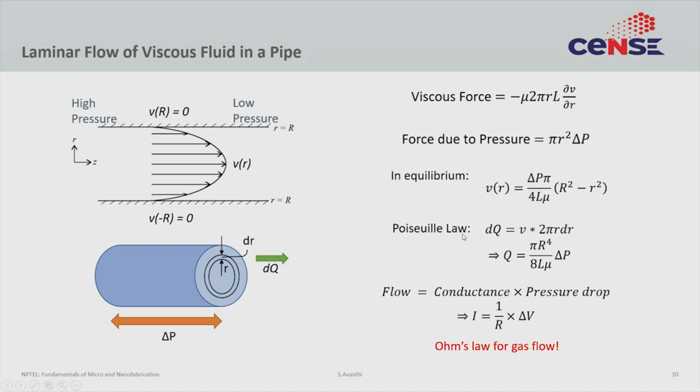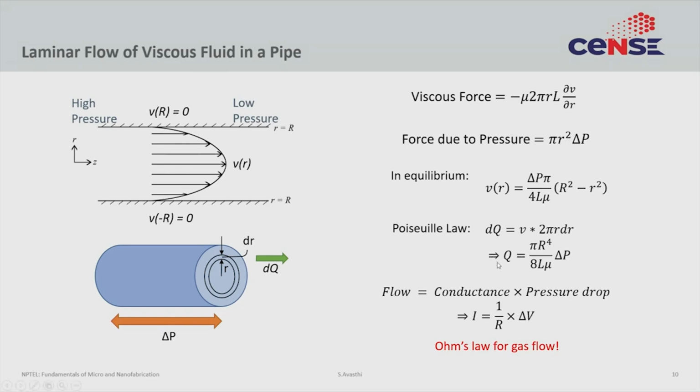Now, Poiseuille's law basically says that the amount of flow that you are getting is nothing but velocity multiplied by this area. Since this velocity is non-uniform, you must do some calculus to calculate the integral of this flow as a function of radius and pressure. And if you do all this calculation, which is simple calculus, you see that the total flow in this pipe is equal to the pressure drop multiplied by a constant, and this constant consists of geometric factors and viscous force.